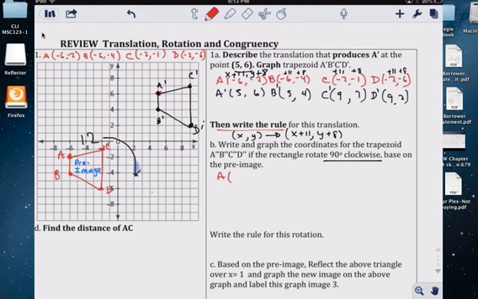A, the pre-image coordinate, is (-6, -2). B is (-6, -4). C is (-2, -1). D is (-2, -6). Alright. Well, the closest and easiest one for me to rotate is C.